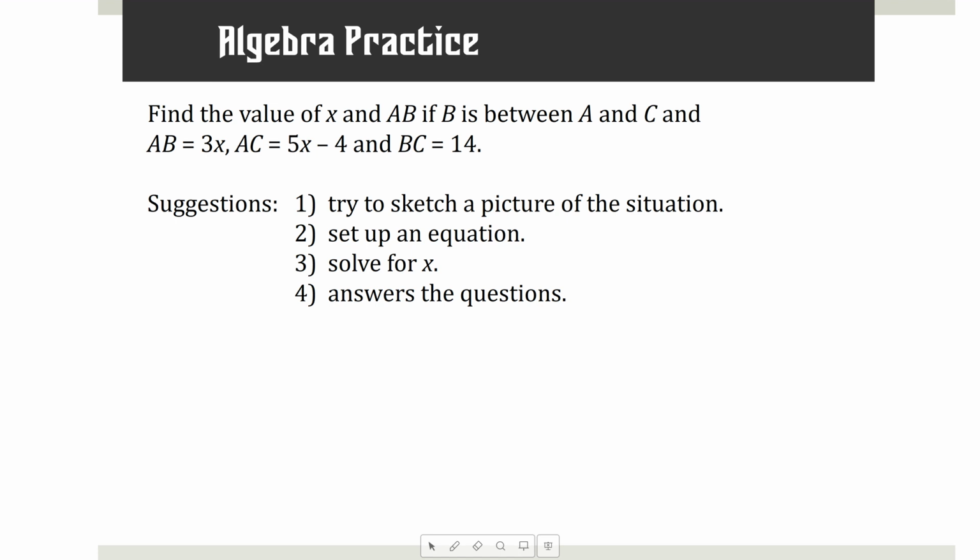On your picture, label the distance AB as 3x. Label the distance from A to C as 5x minus 4. And label the distance from B to C as 14. Can you say that again? It's all up there. Look to your right, Jack.